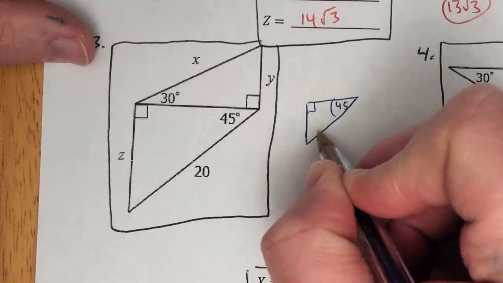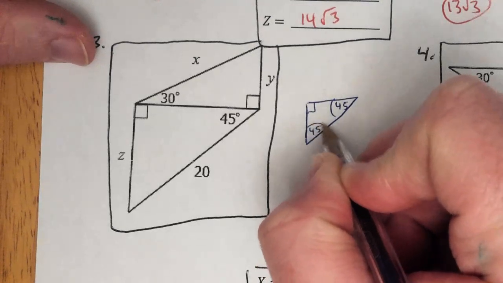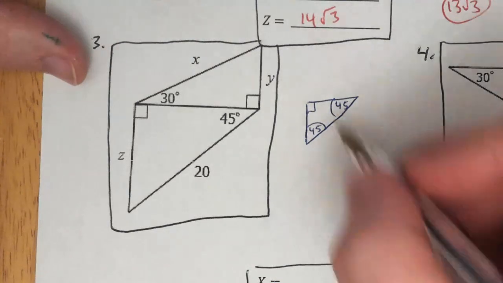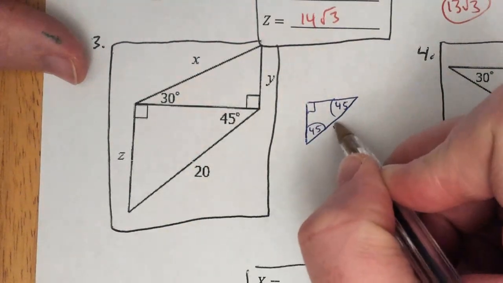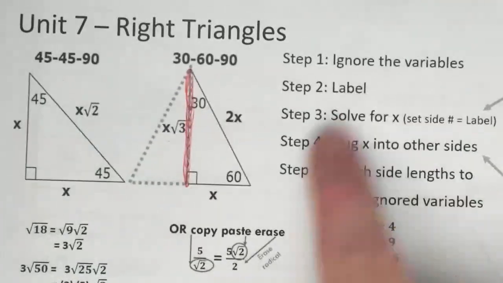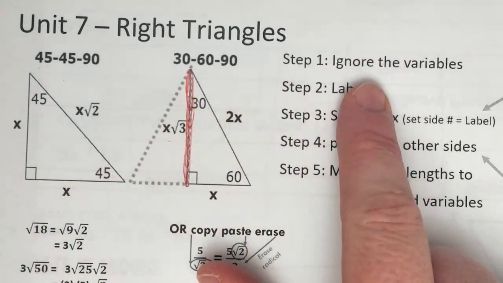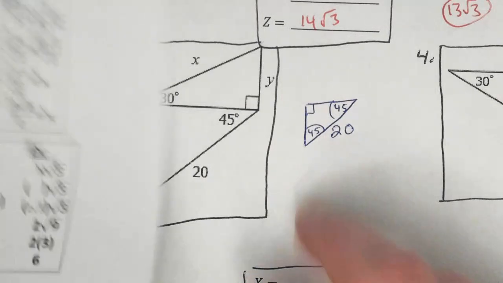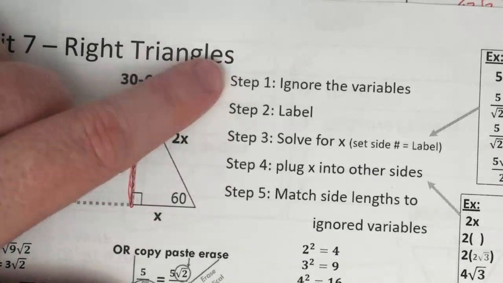So what would be this other angle? And that would have to be 45 to complete the 180 degrees. Now, what was the side length? That was the number 20. So I'm going to put 20 right here. And that's all I want to put on there. So now let's look at our hot topics, right here at the top. So step 1, ignore our variables. Good, we did that. We didn't even put them on here. That's awesome. That was a major success.